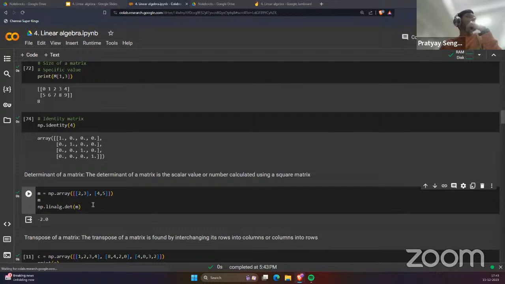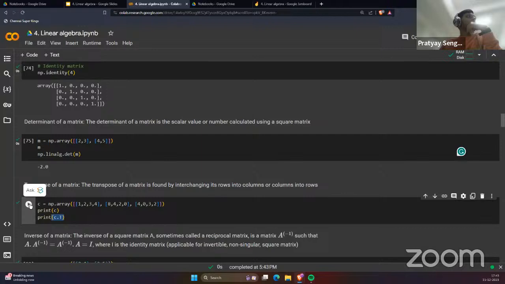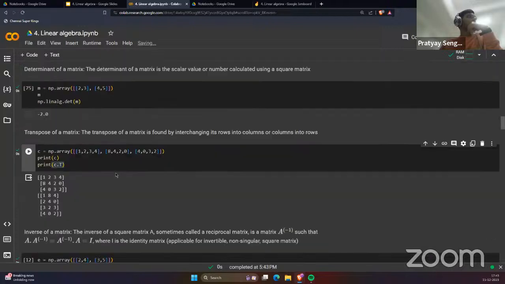Right. So this is for determinant. You can use determinant to get the determinant of the matrix, and then if you want just the transpose, you just have to do C dot T. That's it. So this will give you the transpose. Okay. So 1 2 3 4 comes like this. 8420 comes 8420, and 4032 comes 4032.